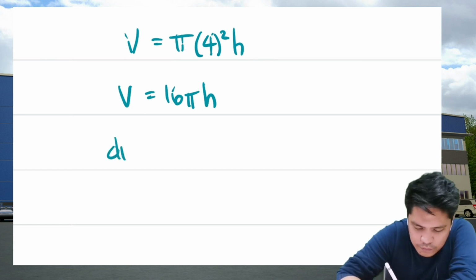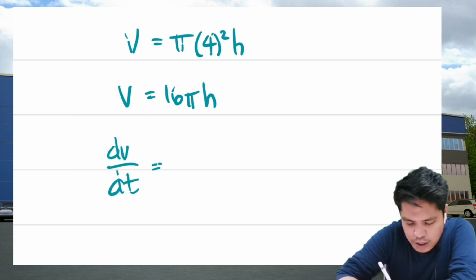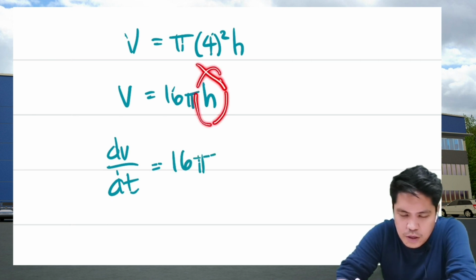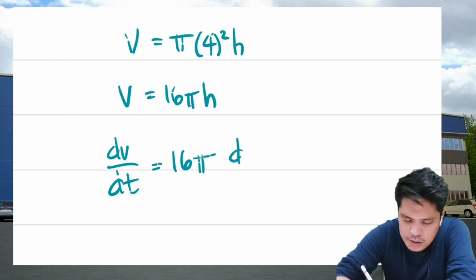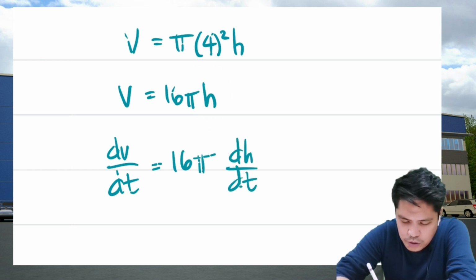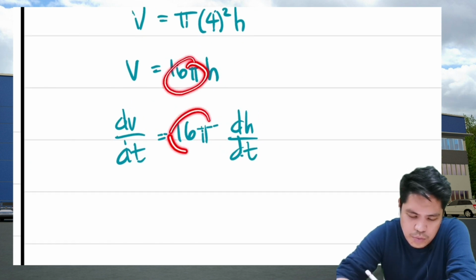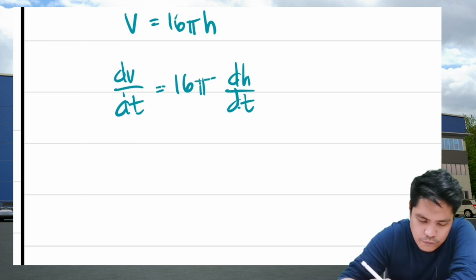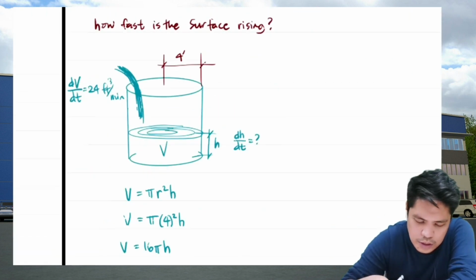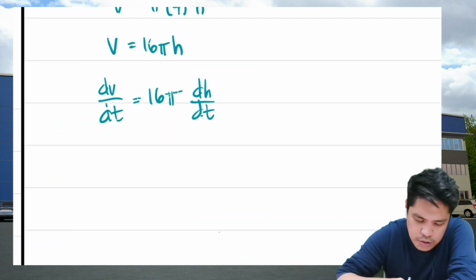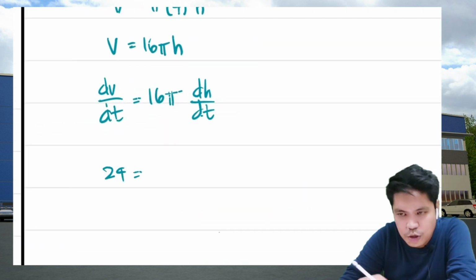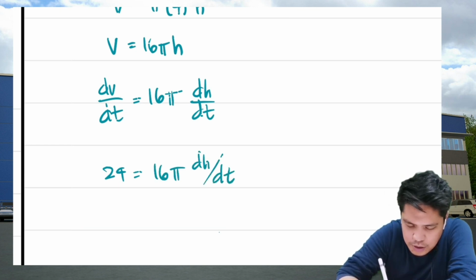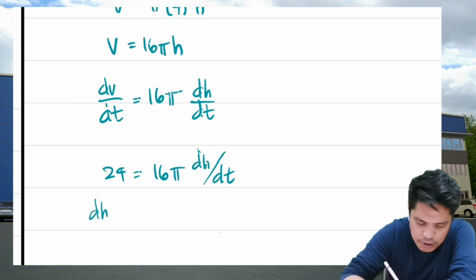The derivative of the volume with respect to time is equal to the constant 16 pi times the derivative of h with respect to time, which is dh over dt. We just copied the constant, then the derivative of h is dh over dt. And we have 24 as dV over dt, that's given. So we have 24 cubic feet per minute equal to 16 pi dh over dt. Then we could just solve for dh over dt.